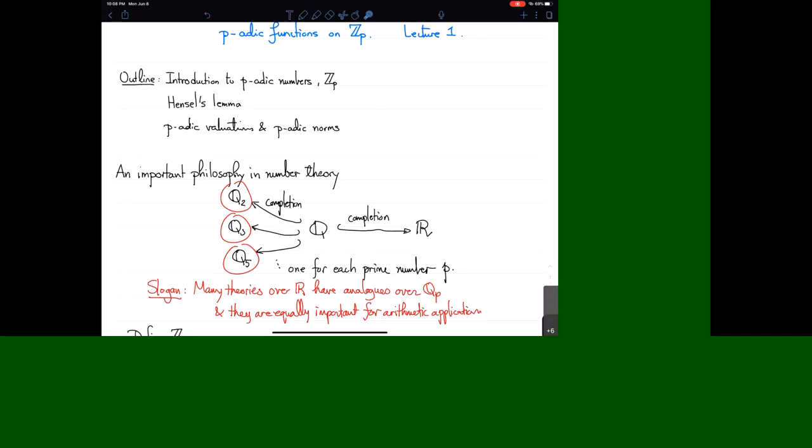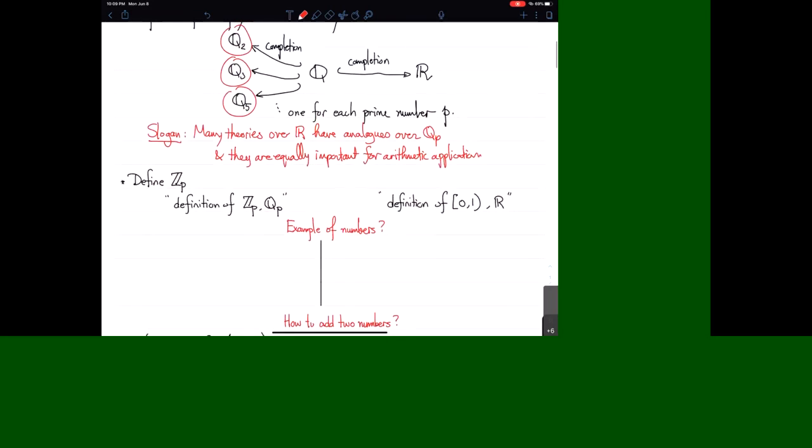And even better is that when you combine all of this information about each of Q_2, Q_3, Q_5 for all the primes, together with the analysis at the reals, you can gain further information about Q and solve much more difficult questions about rationals. But we won't get that far. Because I only have 4 lectures, my goal will be concentrated in just introducing this Q_p, the Q_5, Q_2, Q_3s.